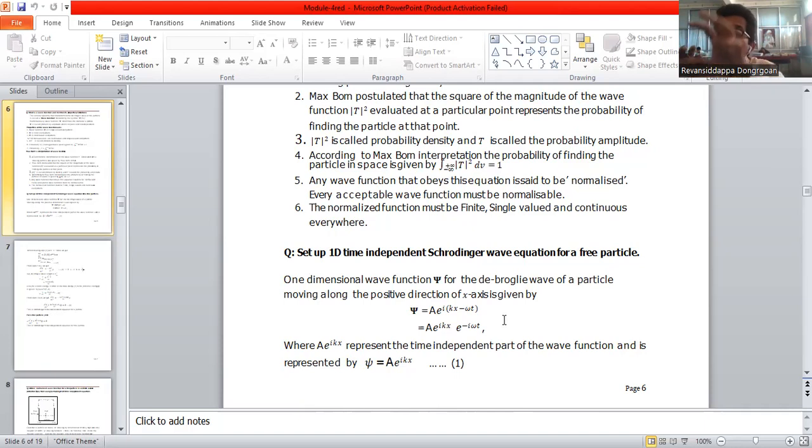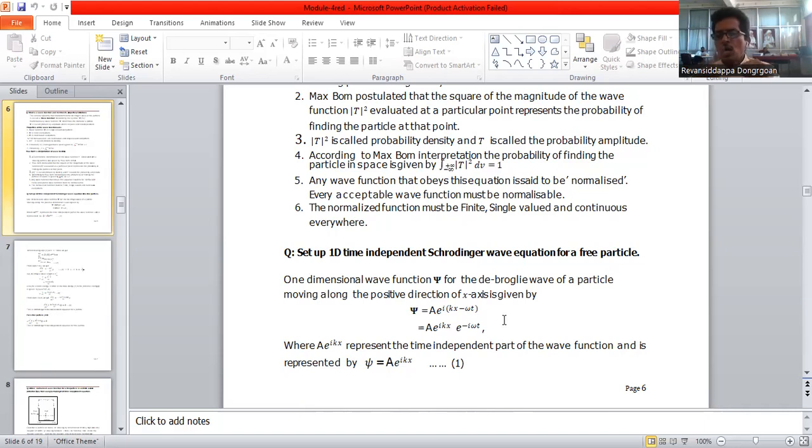But this is not in your syllabus. The syllabus equation is the second equation. What is that equation? Dou square psi by dou x square plus 8 pi square m by h square into E minus V into psi is equal to 0. This we need to obtain, we need to derive and express how it is arrived at. That we'll discuss.